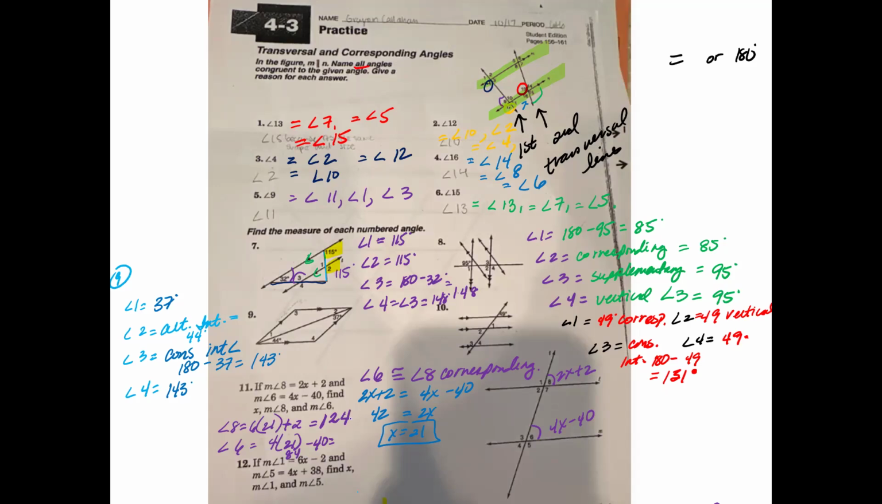Angle 8 is 2 times that. That's 42 plus 2, that's 44. 84 minus 40 is 44. They're equal, so you know you did it right. Did you write that down? Don't erase anything. What are you erasing?